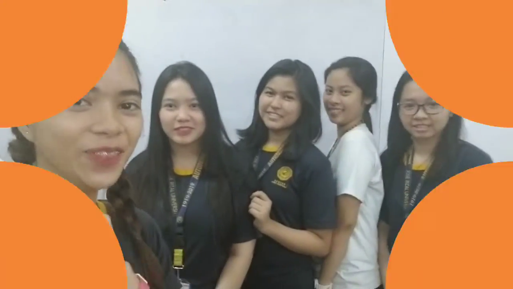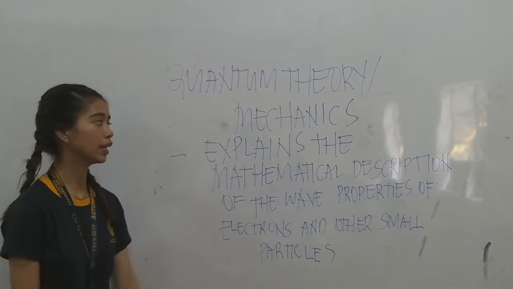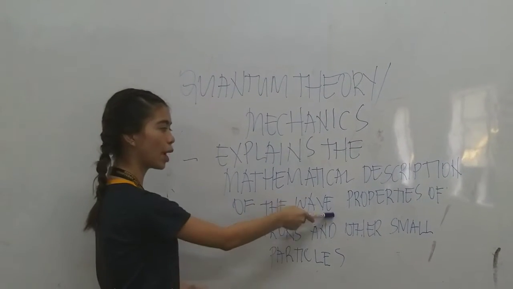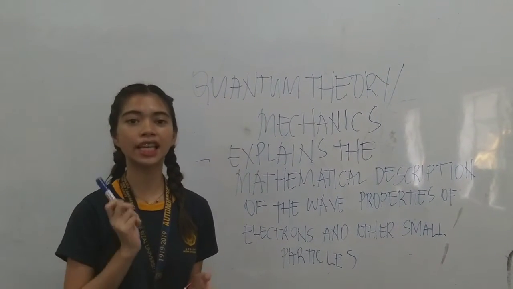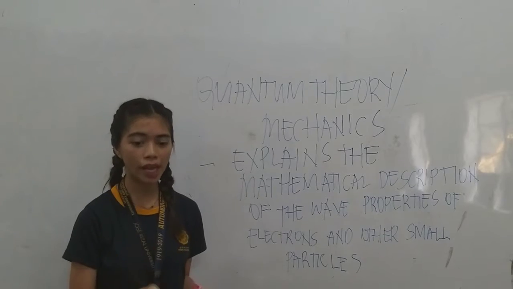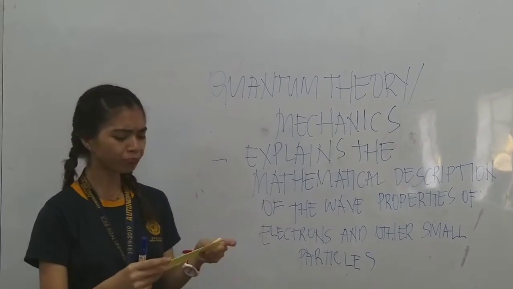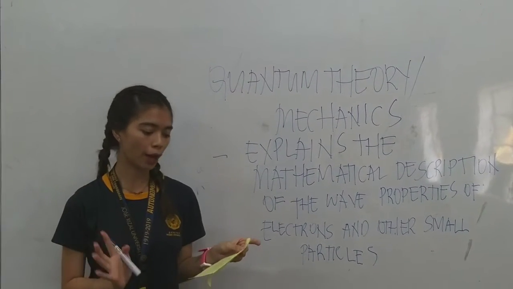So today, we're going to talk about the quantum theory, or quantum mechanics, which explains the mathematical description of the wave properties of electrons and other small particles. It also suggests the probability of finding an electron at a given place around the nucleus, and it has a minimum required amount of energy for that. Part of that is the quantum numbers.